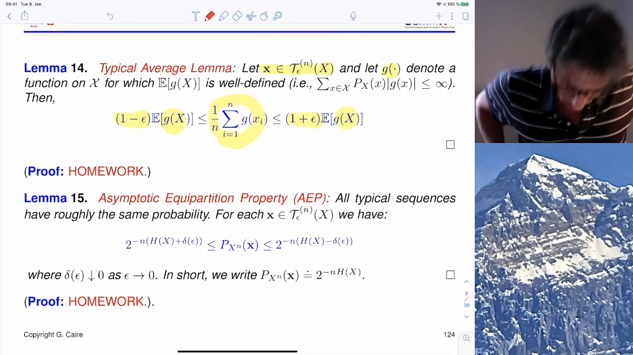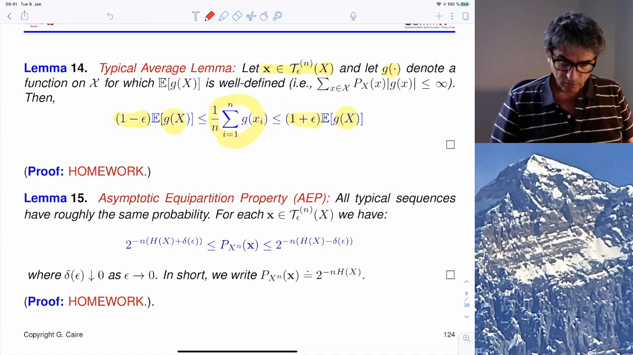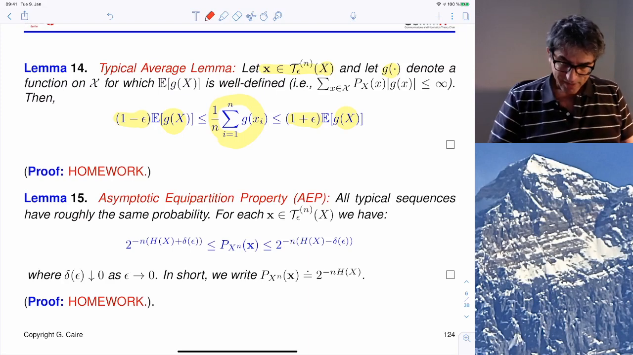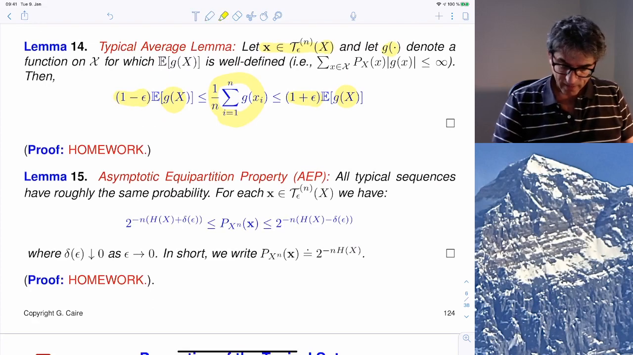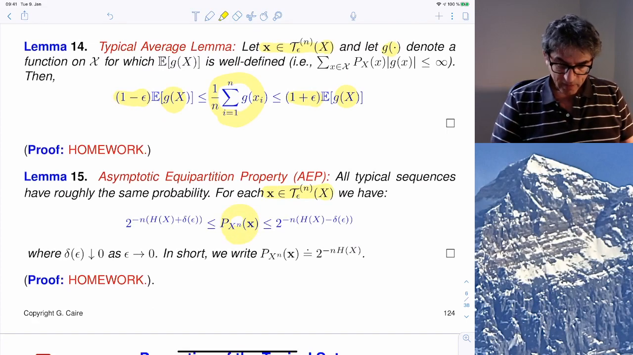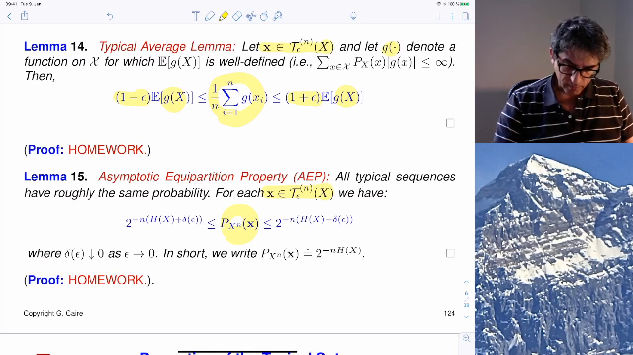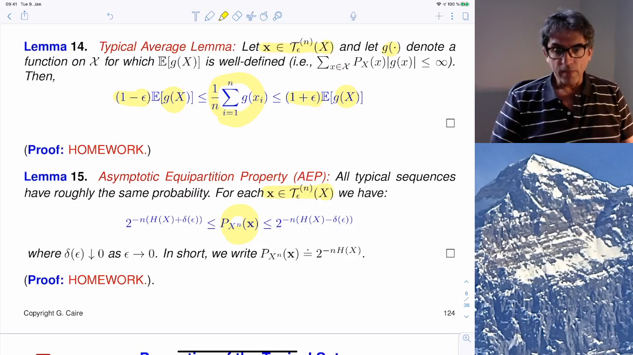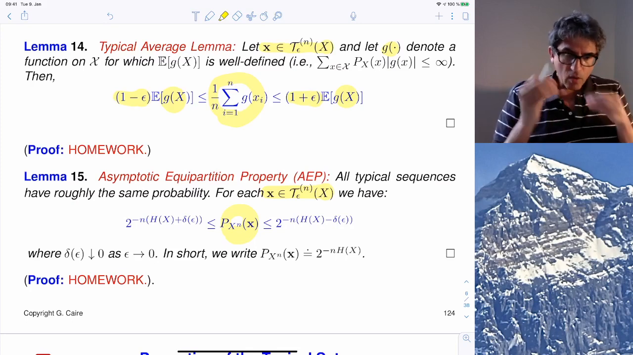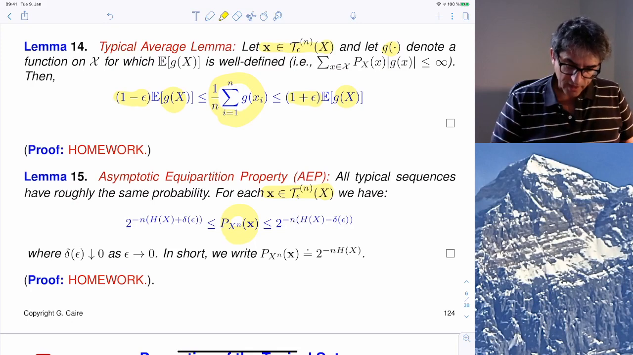Then we have another result, which is in fact a consequence of this one, called the asymptotic equipartition property, or AEP, which says that for a typical sequence x, its probability is essentially 2 to the minus n times the entropy. So it is between 2 to the minus n times the entropy plus delta and 2 to the minus n times the entropy minus delta, where we don't really care what function of epsilon delta is. The important thing is that delta goes to 0 when epsilon goes to 0.